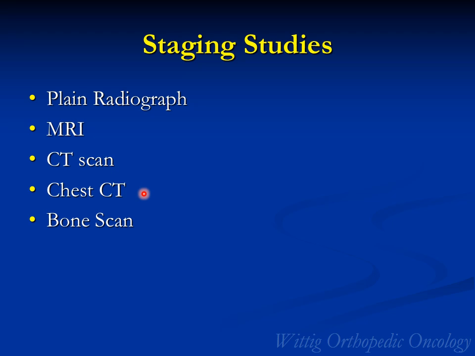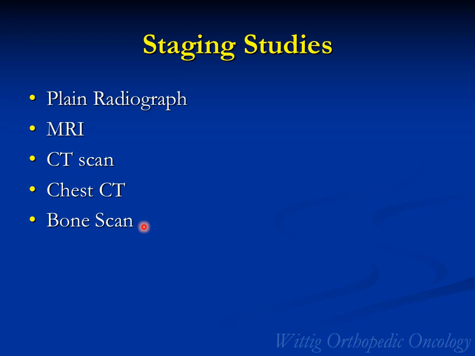Chest CT is useful for evaluating for lung metastases. Sarcomas metastasize to the lungs and to other bones. These are the two most common sites of metastases, and a chest CT is useful in the workup of a bone sarcoma or any type of soft tissue sarcoma.